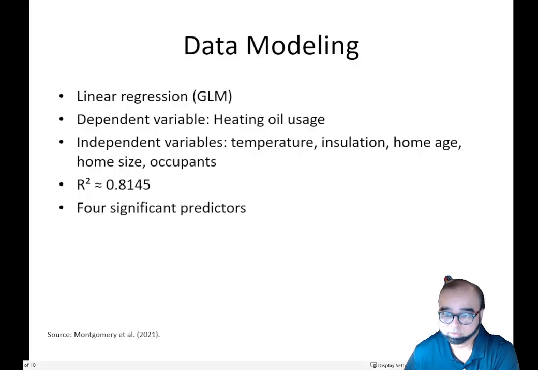After fitting the model, the results showed an R-squared value of approximately 0.8145. This means the model explained about 81% of the variation in heating oil usage, indicating strong predictive capability. The analysis also showed that 4 of the independent variables were statistically significant predictors of heating oil demand.